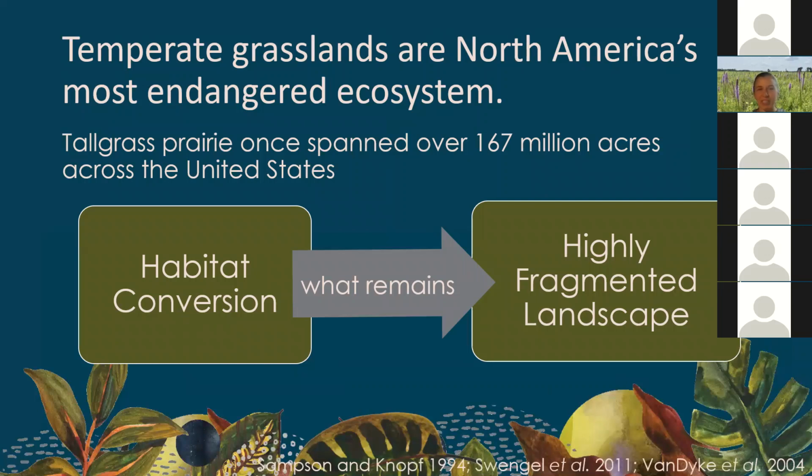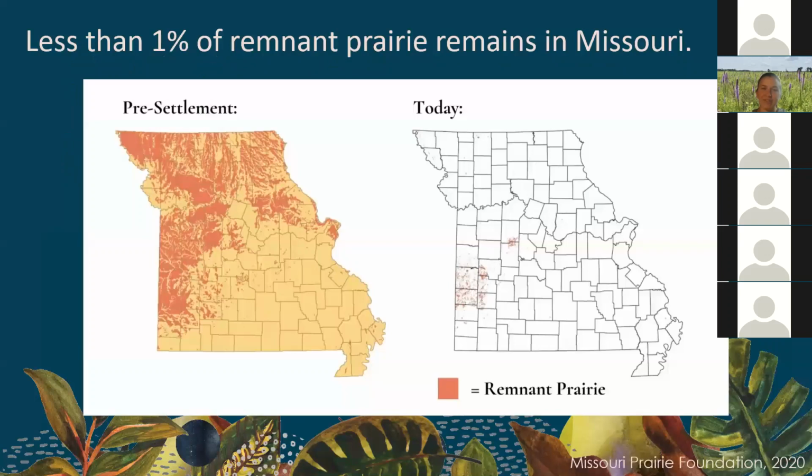The tallgrass prairie once spanned over 167 million acres across the US. Today, that's less than about 4%, with most of it being in Kansas. And as you could expect, that same showing is here in Missouri. So on the left, all of that dark peach color is remnant prairie prior to settlement into Missouri. And on the right, that is what we're looking at today. So Missouri previously supported 15 million acres of prairie across the state. And today we have less than 0.5%.